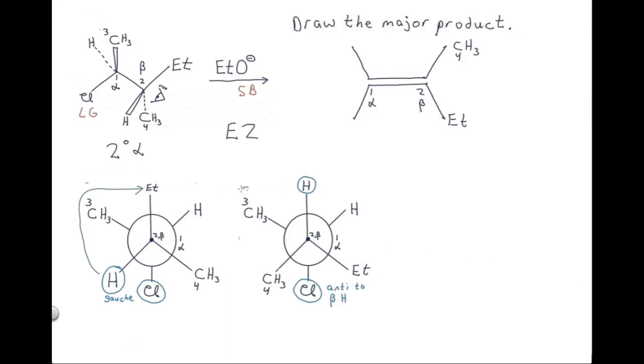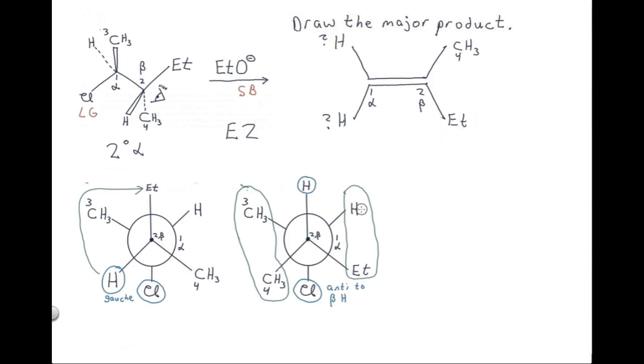So let's notice that these substituents are on the same side of the Newman projection, and these substituents are on the same side of the Newman projection. So carbon 1 is attached to this hydrogen. And where should I put the hydrogen? Should I draw the hydrogen over here, or over here? Should the hydrogen be cis to the methyl group, or cis to the ethyl group?